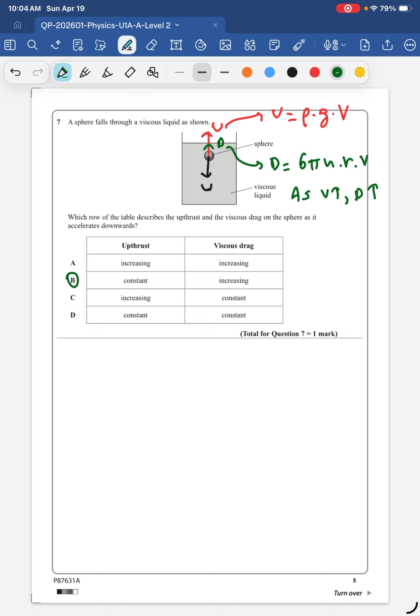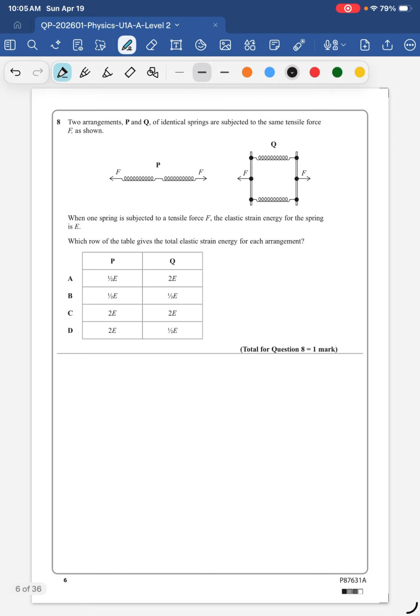Yes. In this case, by the process of elimination, you can eliminate A and C because the upthrust is constant. But then you are left with B and D, and you can eliminate D by realizing that viscous drag depends on velocity, so it cannot be constant. So again, the process of elimination works here as well. Okay, question 8.